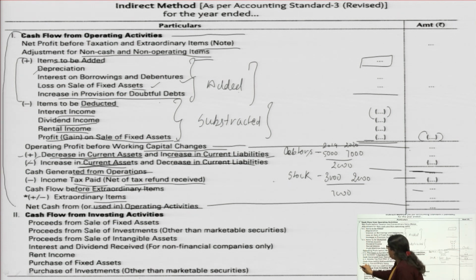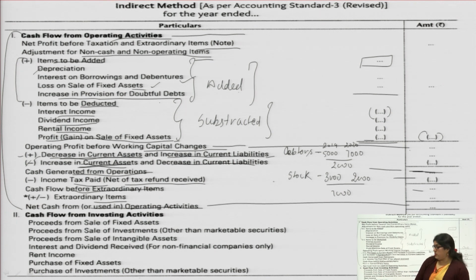This is all about operating activities. What are the different operating activities? For running your business, for doing any manufacturing, whatever those expenses are, you are supposed to consider them in the operating activities. So, moving further, we will calculate the investing activities.